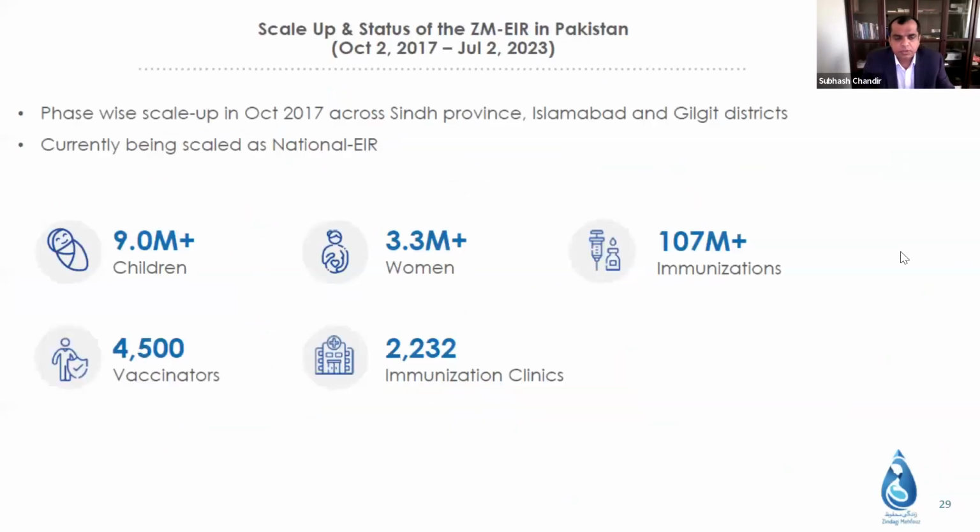To give you the overview of the status of the ZMEIR in Pakistan, there was a phase-wise scale-up in October 2017 across Sindh province, which has 30 districts. And then it was later scaled to Islamabad and Gilgit districts. Currently, it is being scaled as national EIR across the country with support from Gavi and WHO. Currently, the system has more than 9 million children, over 3.3 million women, and has recorded more than 107 million immunization events. It is currently used by 4,500 vaccinators across more than 2,200 facilities. Next slide, please.